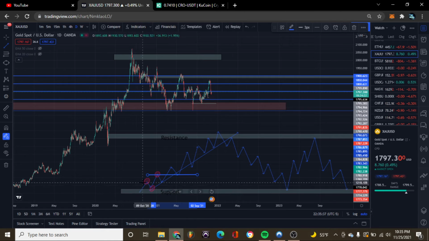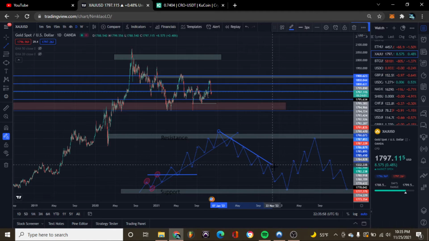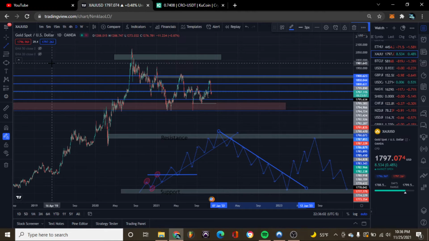Uptrend is higher high, higher low, higher high, higher low. A downtrend is lower high, lower low, lower high, lower low. And so in an uptrend, you put the trend line at the bottom. On a downtrend, you put the trend line at the top. You put this trend line at the top in a downtrend.